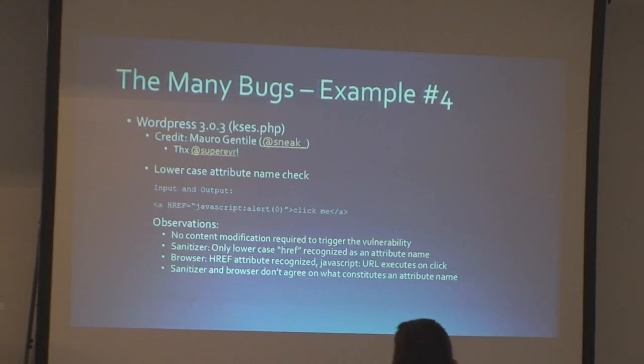So here's a fourth example. This one is from Sneak on Twitter. Thanks, Phil, for sending this my way. This one is pretty simple. It's basically that the sanitizer, for some reason, didn't recognize uppercase href attributes. It recognized lowercase href attributes, but not uppercase. And so this JavaScript URL would pass through sanitization. Of course, if you clicked on this link, then script would execute. This is another one where there's no content modification required to make this work. The sanitizer and the browser really didn't see eye to eye here. They didn't agree on what constitutes an attribute name.